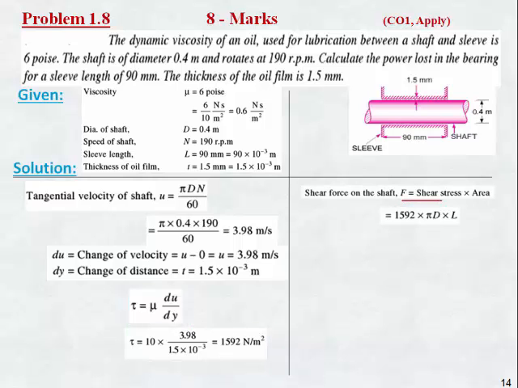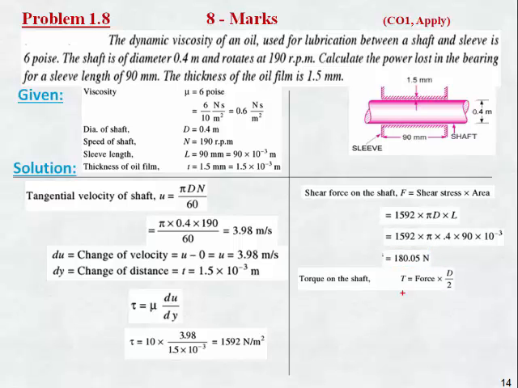Next, shear force F equals shear stress into area. We apply the known values, where tau equals 1592 Newton per meter square and the shear area is pi dL. Now we apply the values 1592 × pi × 0.4 × 90 × 10^-3, where d is 0.4 and L is 90 × 10^-3. So we find the value F equal to 180.05 Newton.